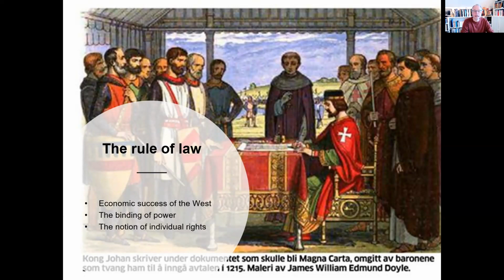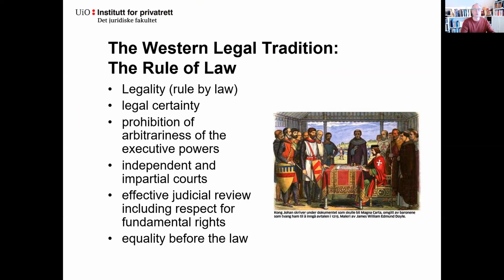Now, what are the basic elements of this Western legal tradition that developed at this time? Well, the basic elements were the principle of legality, that rule should be exercised by law, by general provisions enacted before the exercise of power. This gave a type of legal certainty of great importance to commerce and to business enterprises. It was a prohibition of the arbitrariness of the executive powers and the control of these executive powers under independent and impartial courts by exercising effective judicial review, developing also into the respect for fundamental rights. And also the notion of equality before the law.